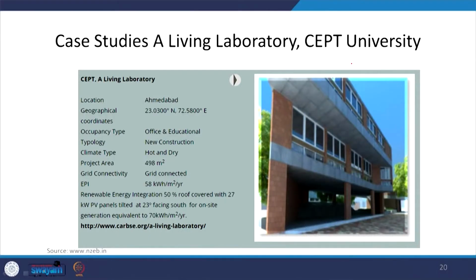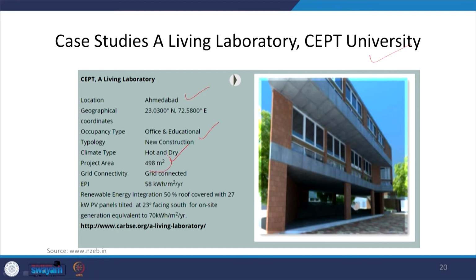So, there are some buildings in our country which have net zero energy status. I am picking up some relevant case studies. More you can find out on the net. So, the first case study is a living laboratory at NZEB University. It is in Ahmedabad, and it is an office and an educational building. It is a new construction building. It was constructed new, and Ahmedabad is actually a hot dry climate.